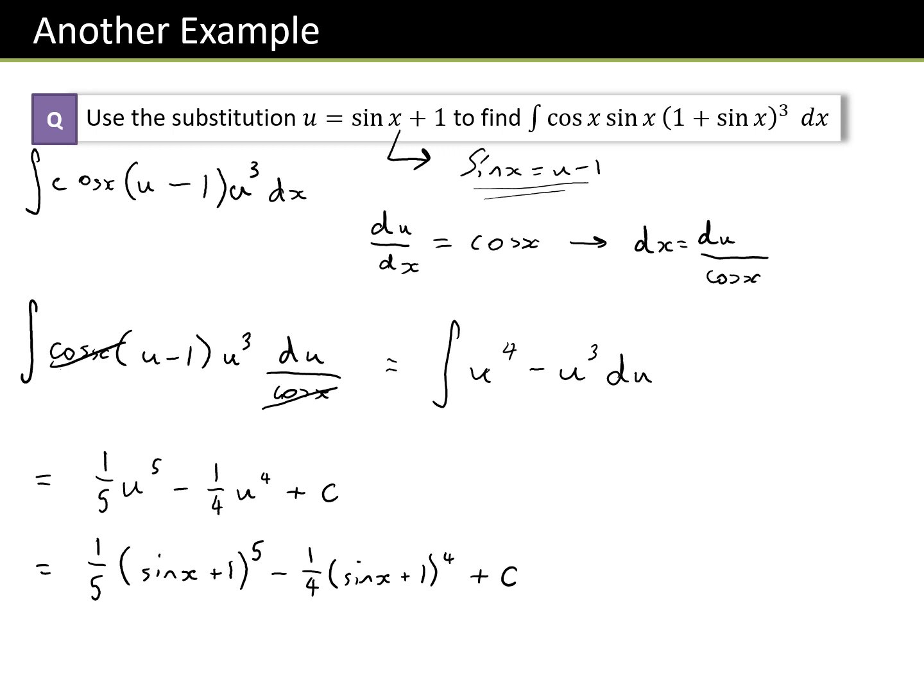Okay, so I don't think there's anything else to say about that example. Nope. I'll just say the start bit again.